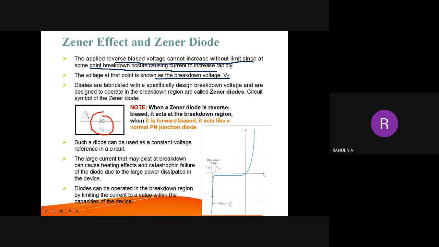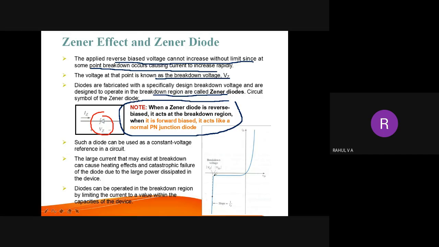Diodes are fabricated with a specifically designed breakdown voltage and are designed to operate in the breakdown region. They are called Zener diodes. They are made specially to operate in the breakdown region, so if they are operated there, nothing happens. Avalanche will not happen. When a Zener diode is reverse biased, it acts in the breakdown region. When it is forward biased, it acts like a normal PN junction. That is what I have explained.